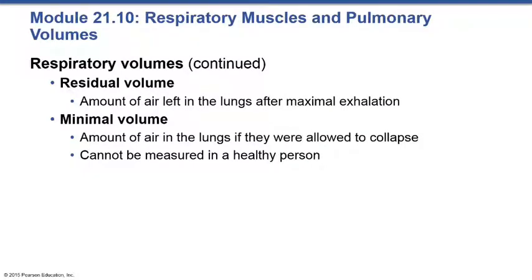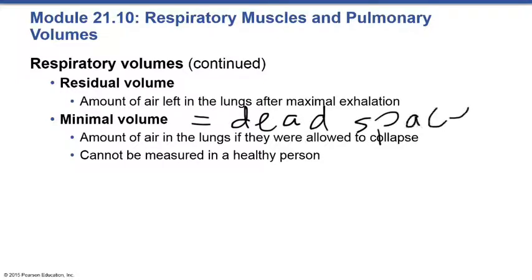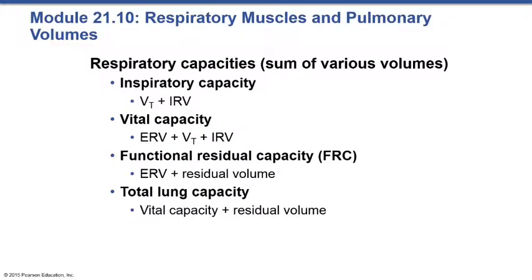There's also residual volume, like residue, what's left behind. The residual volume is the amount of air that is left behind in your lungs no matter how forcefully you try to exhale. There's always something left behind. And then there's minimal volume, and that is the amount of air in the lungs if they were allowed to collapse, and it really can't be measured in a healthy person. And you can also see this sometimes referred to essentially as dead space. And so there's an amount of air that is in the conducting zone that you cannot get rid of and count for.